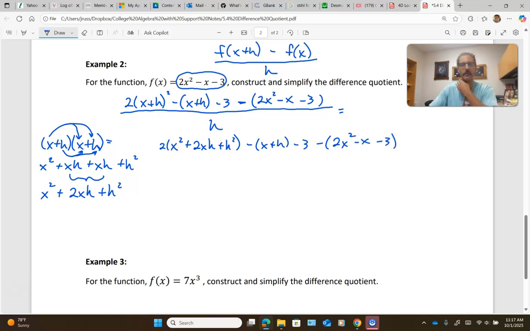Okay, I'm going to ignore the h on the bottom here for a minute. Now my next step is some distribution. I'm going to distribute this 2 here, distribute this negative, and distribute this negative. So if I do that, I'll have 2x squared plus 4xh plus 2h squared, and that negative will just change those signs.